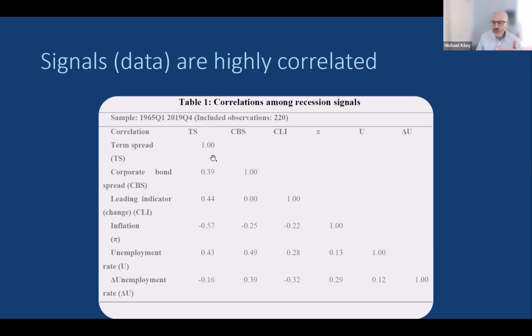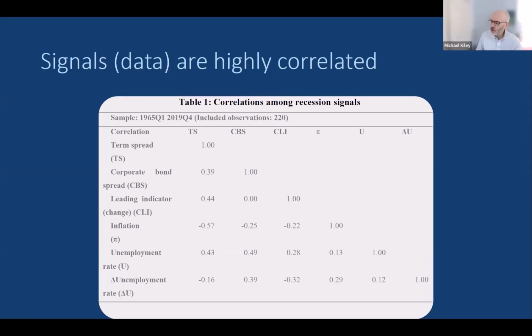So just looking at this first column, which is the correlation of the term spread with all of those, it's weakly positively correlated with the corporate bond spread and with the leading indicator. It's actually very strongly negatively correlated, like that's the highest correlation in this table, with inflation, right? So that might tell you something.